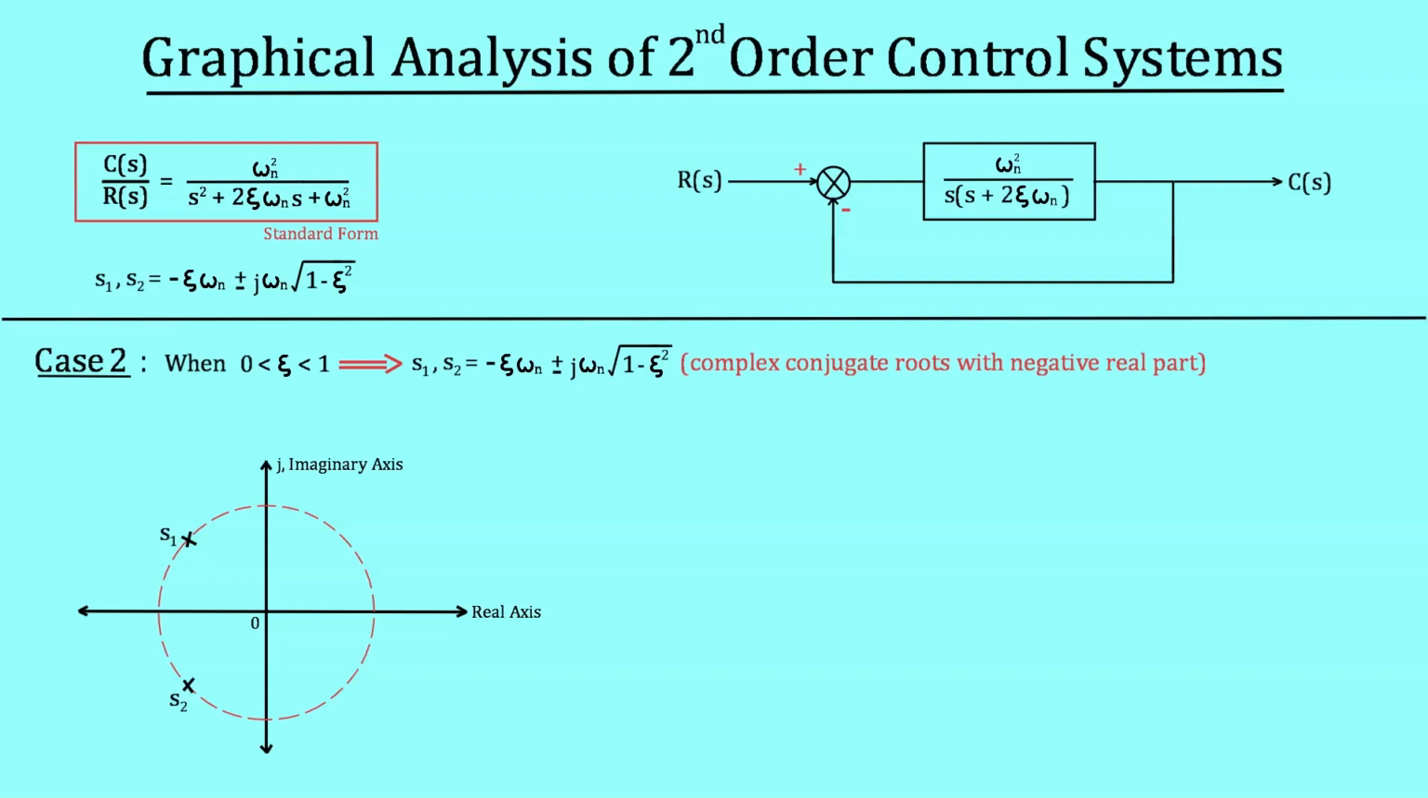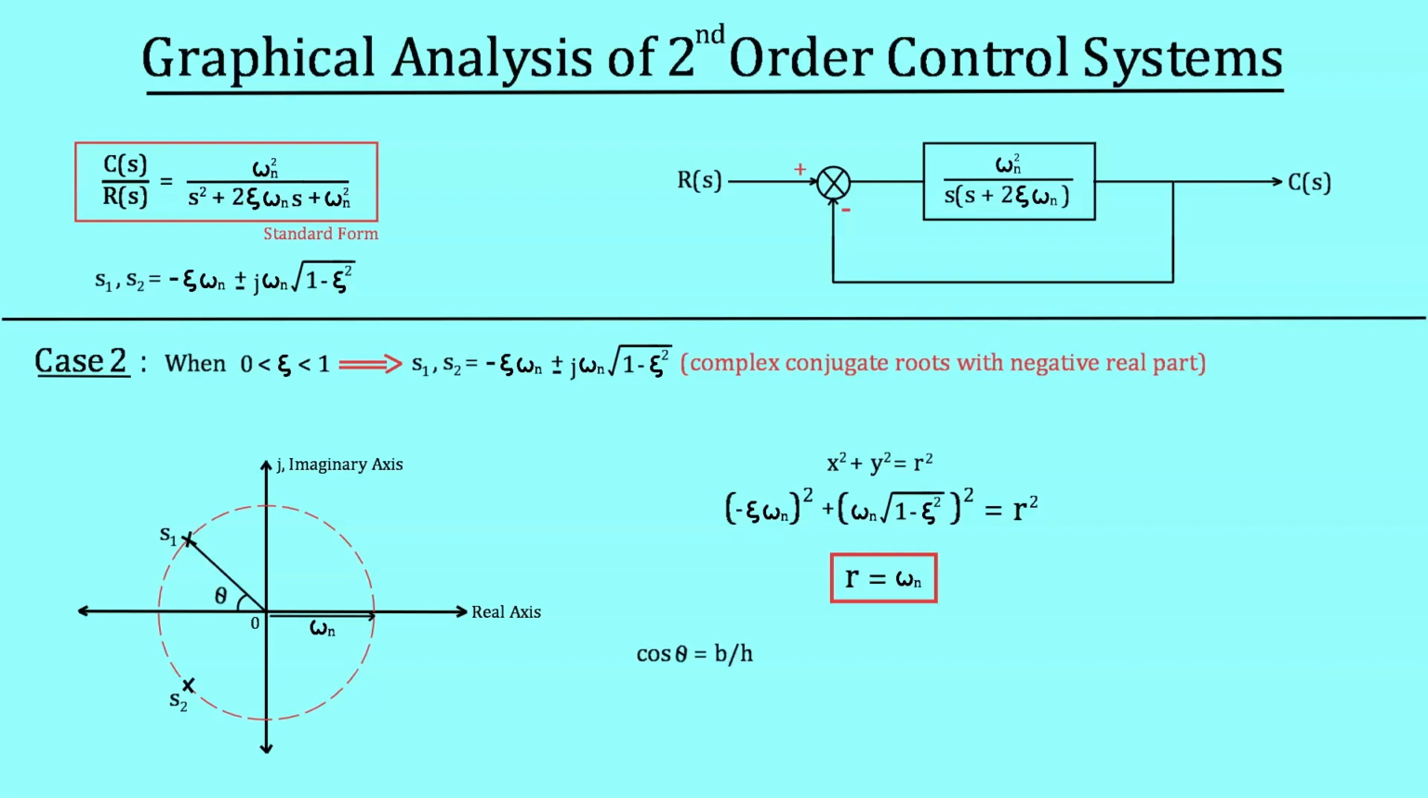The red dashed circle which you see on the S-plane represents the locus of the poles at different values of zeta. You might be aware of the general equation of a circle, which is in the form of x square plus y square equal to the square of the radius of the circle. If you put the value of x and y coordinate in this equation, you can find the value of the radius, which will come out to be equal to the natural frequency. We can also find the angle between the real axis and the straight line joining the pole and origin. Also, we know the value of cos theta is equal to base upon hypotenuse. In this case, the base is zeta into natural frequency.